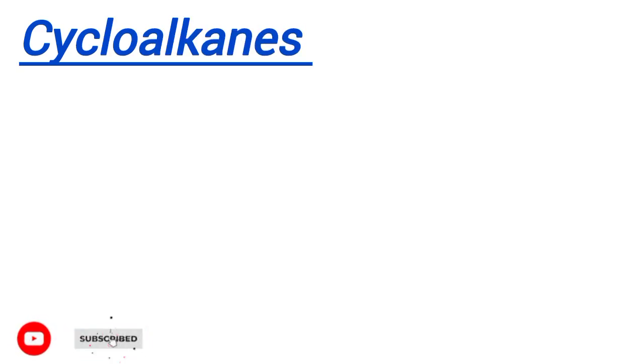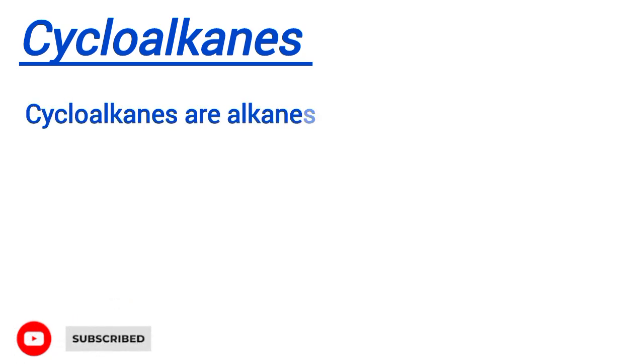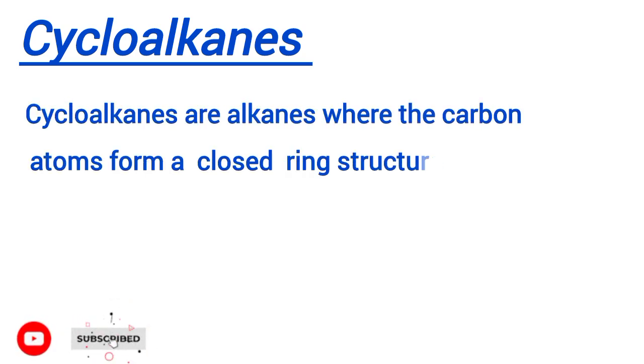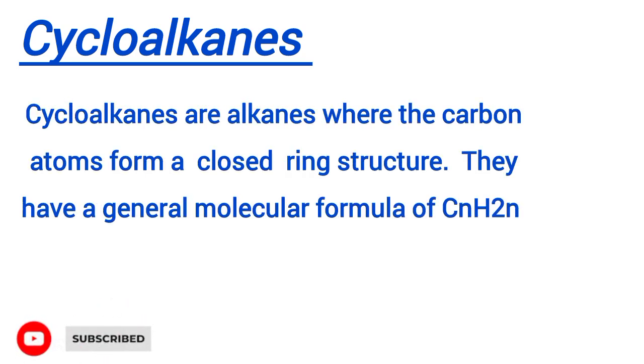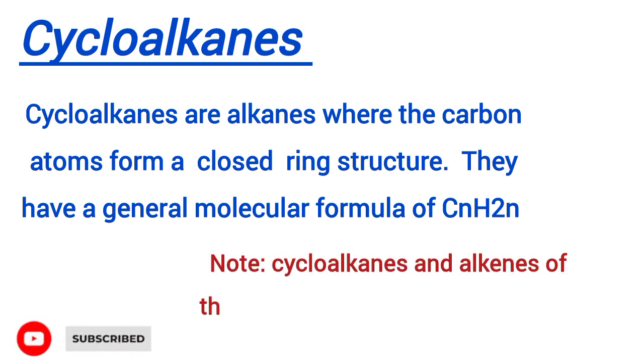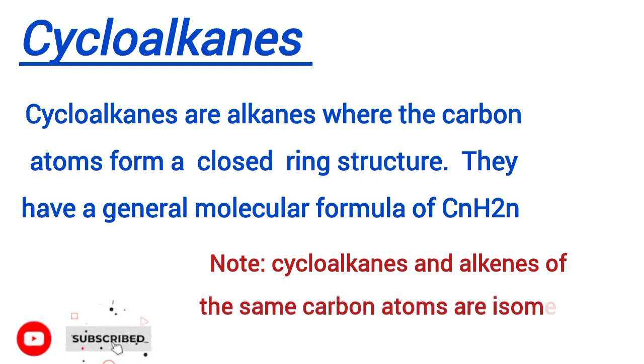In this lesson, we'll be learning how to name cycloalkanes. Cycloalkanes are alkanes where the carbon atoms form a closed ring structure. They have a general molecular formula of CnH2n. Cycloalkanes and alkenes of the same carbon atoms are isomers, since they have the same molecular formula but differ in their structure.